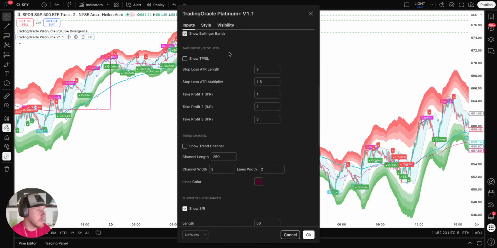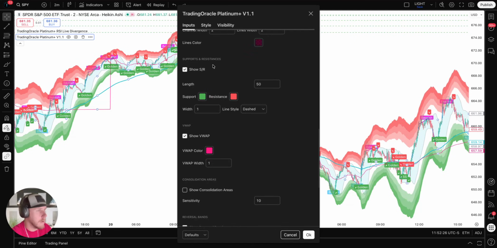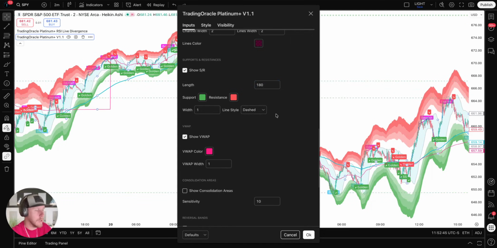I usually keep the Bollinger Bands on, and I will have the support and resistance on as well, and that setting is always at 180. All of these you can go through and put your spin on it. This is not the way to do it. It's just what works for me. I want to make that clear. This is not the only way that you have to do things.